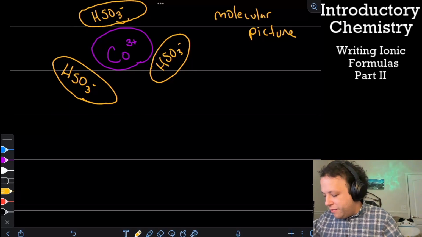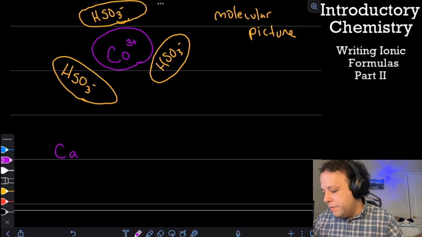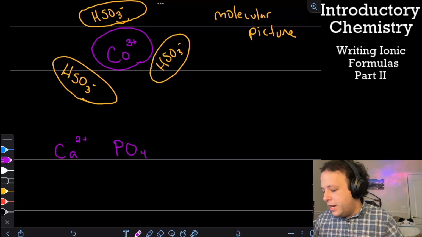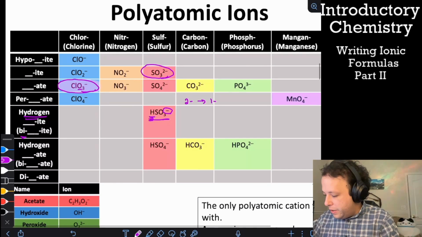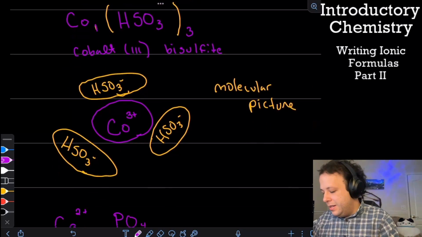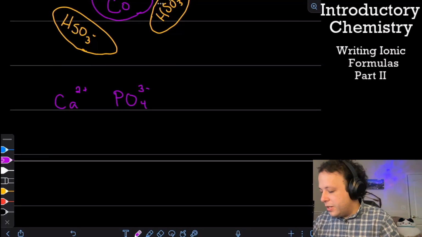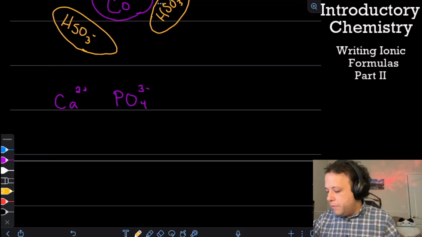So let's try a different one. Let's say we'll pick calcium and phosphate. We'll have phosphate, which is PO4, and we can try to find that on our sheet here. It's PO4 3 minus, so that would be the charge for that one. So we'll go back and write that charge down. So let's swap drop it. We're going to bring both those numbers down.